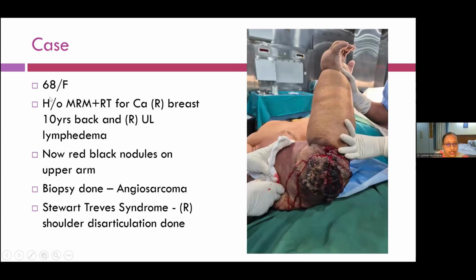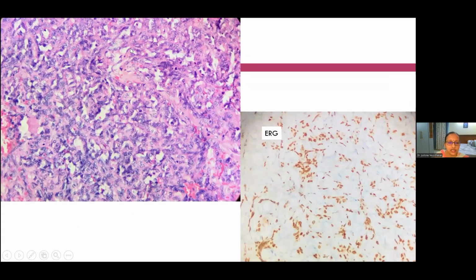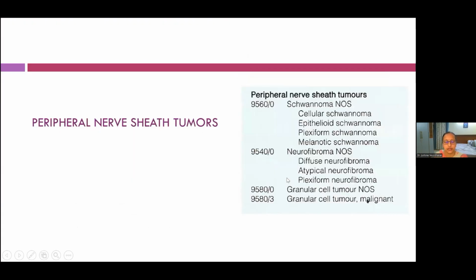So this was one of our cases of a 68-year-old female who had a history of MRM and radiation for CA right breast 10 years prior. And she had chronic right upper limb lymphedema. Now she presented with red-black nodules on her upper arm, and a biopsy confirmed that it was angiosarcoma. So this was a case of Stewart-Treves syndrome, angiosarcoma arising in chronic lymphedema, for which right shoulder disarticulation was done. So this was the biopsy, very cellular, pleomorphic looking cells and ERG positivity.